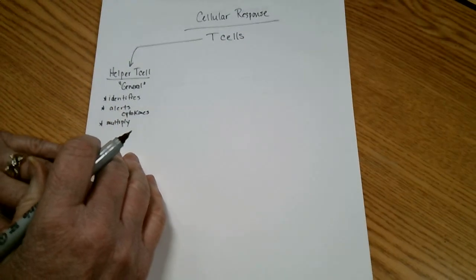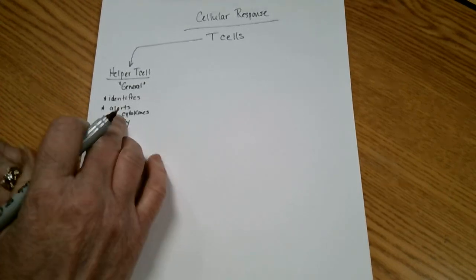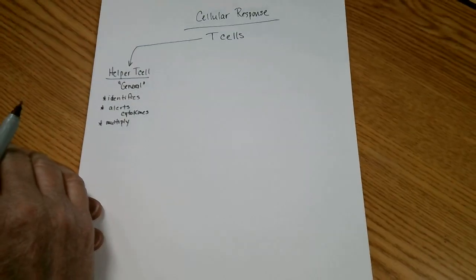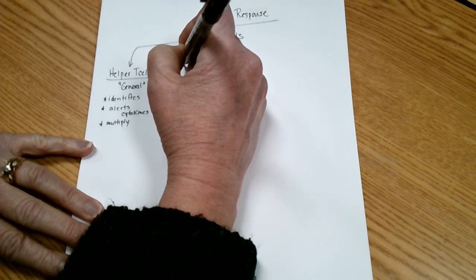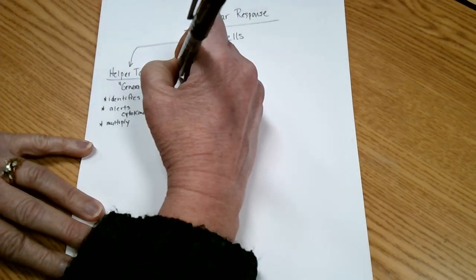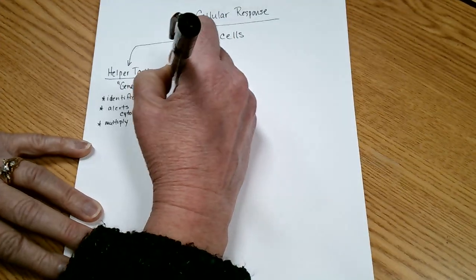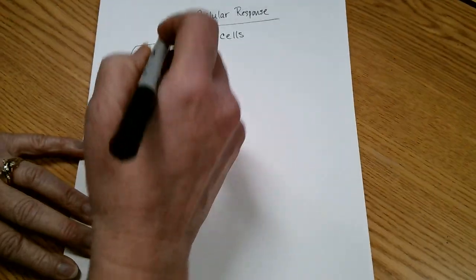He's probably one of the most important ones. That's the one also that the HIV virus actually infects. Take out the general and you really take out the whole kit and caboodle there, the whole army. Okay, the next one we're going to talk about is the cytotoxic T cells. Okay, I'm not going to put T cell after all of these. You know, these are all T cells.